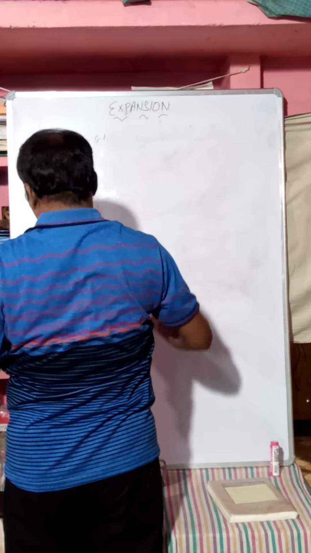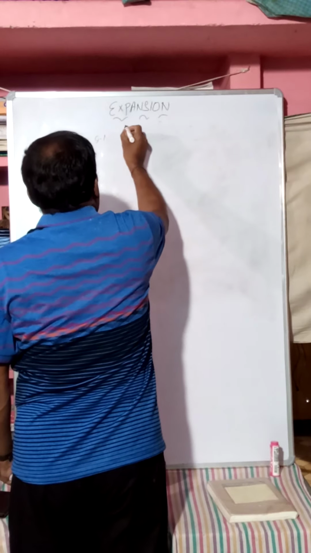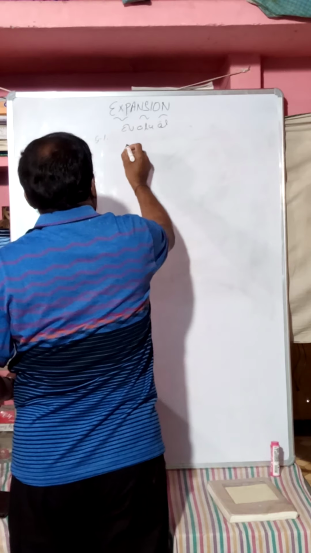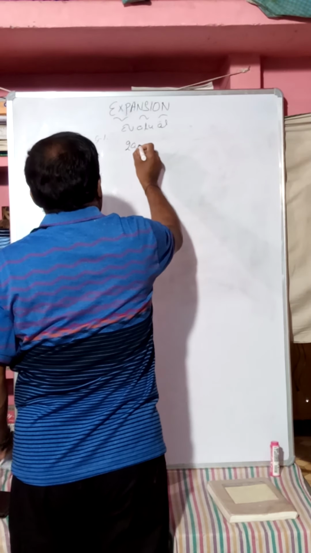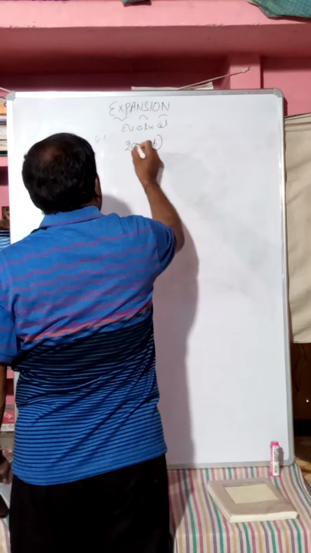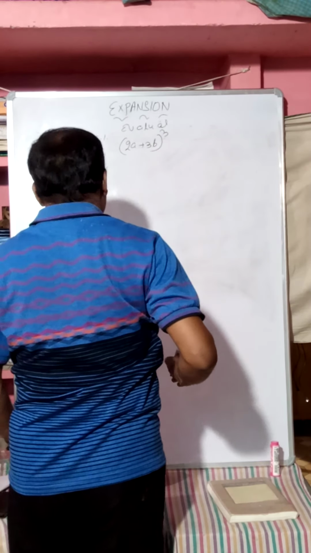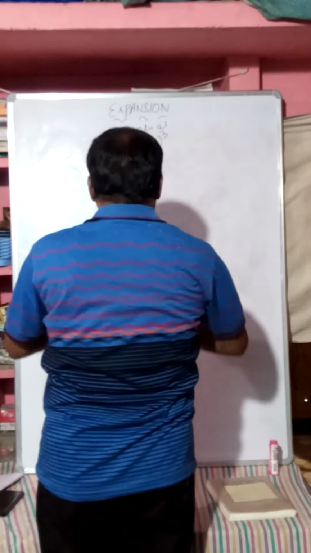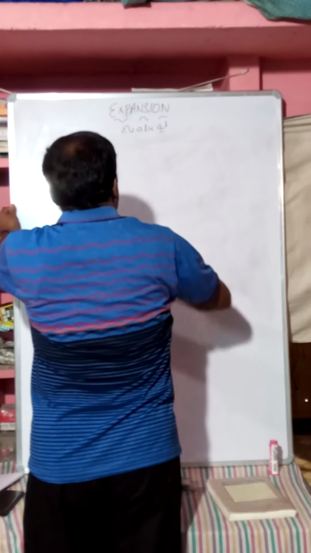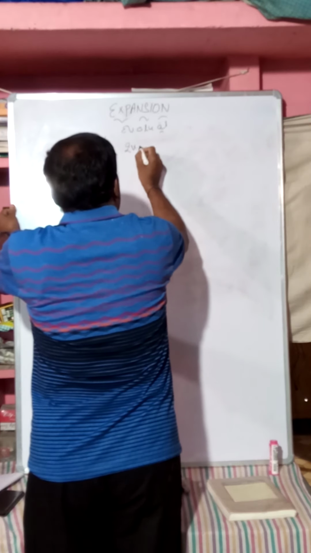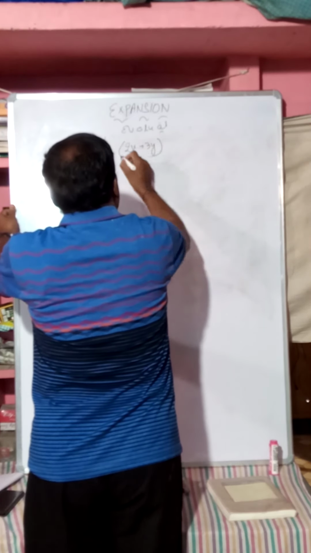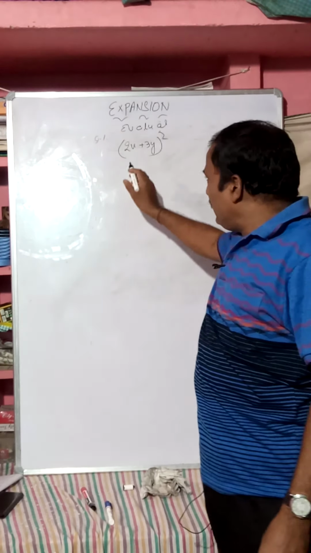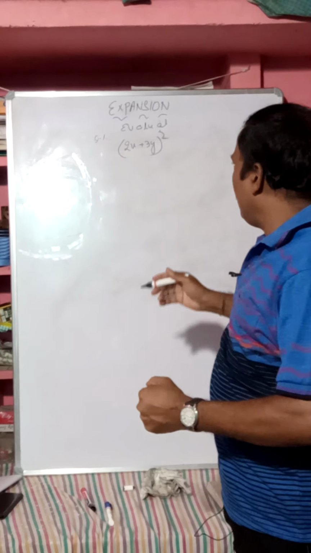Question number 1, evaluate (2a plus 3b whole cube). 2a plus 3b whole cube. Now I am erasing, and here is 2x plus 3y whole cube, because our formula is a and b. So we changed the question a and b into x and y.